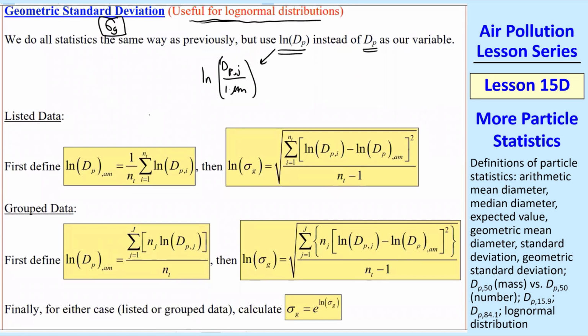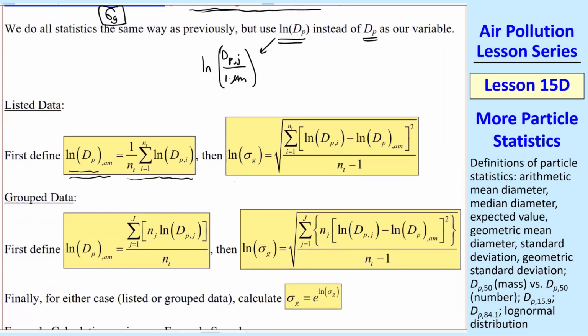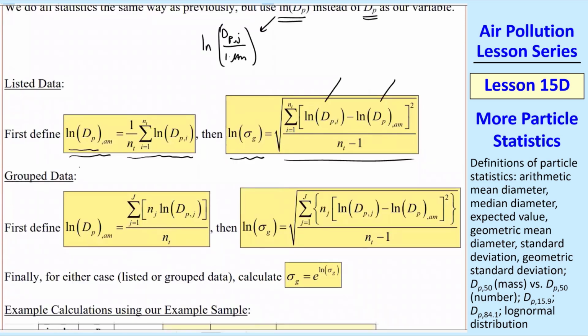If we wanted to do this for listed data, we would first define an arithmetic mean of natural log dp. We use the same equation we had before. It's a simple average, but it's an average of log dp rather than dp itself. And then we define sigma the same way, except now it's a natural log of sigma g. And then this is the same equation we had for standard deviation, except again, we're using natural logs instead of the dp itself.